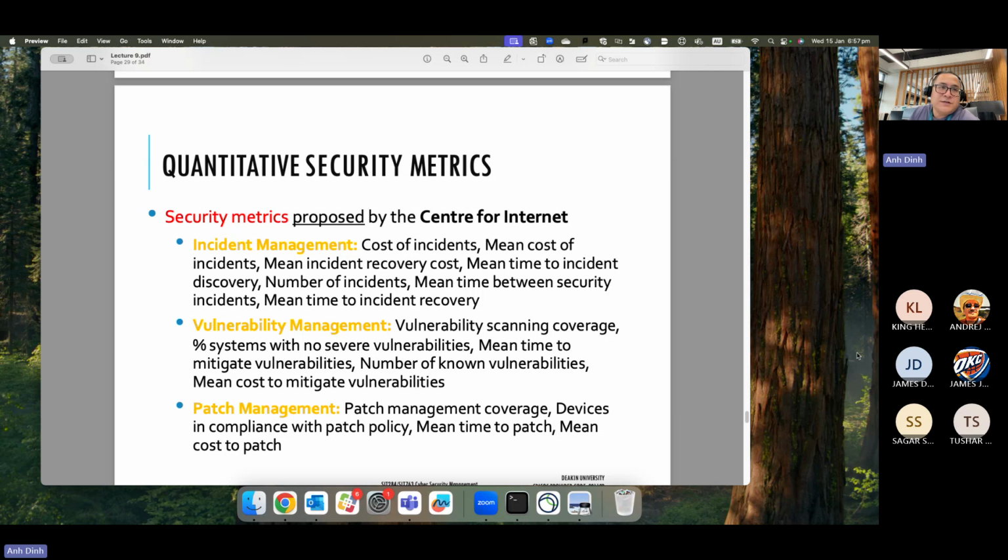Any other questions or comments? Remember, these metrics are only guidelines, serving as a starting point for you to start thinking about what to measure and whether what you are collecting is meaningful or not, and what you're reporting is meaningful or not. Okay, cool. Then we can move on.